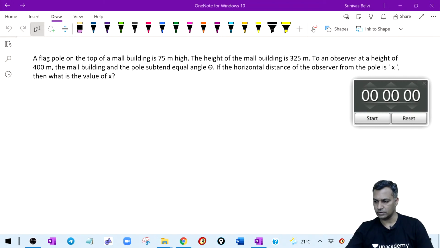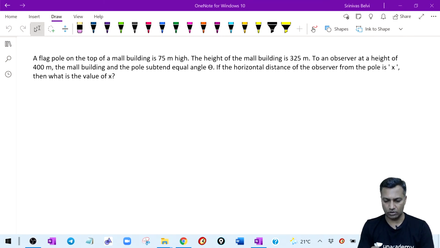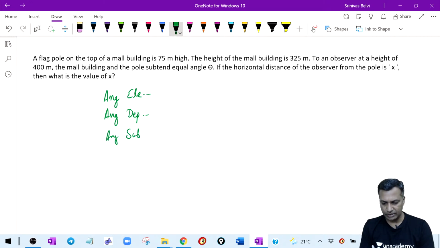Now, there are three kinds of words we use here. One is angle of elevation. The other one is angle of depression. The other key word is angle subtended. We came across a similar word in one of our earlier lectures as well. These are the three key words.